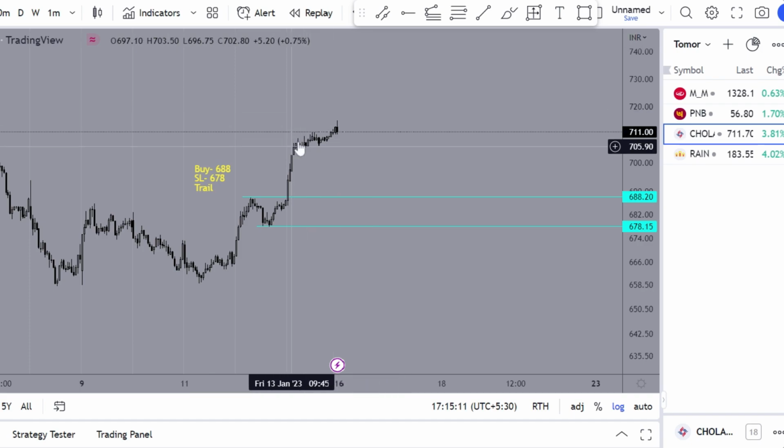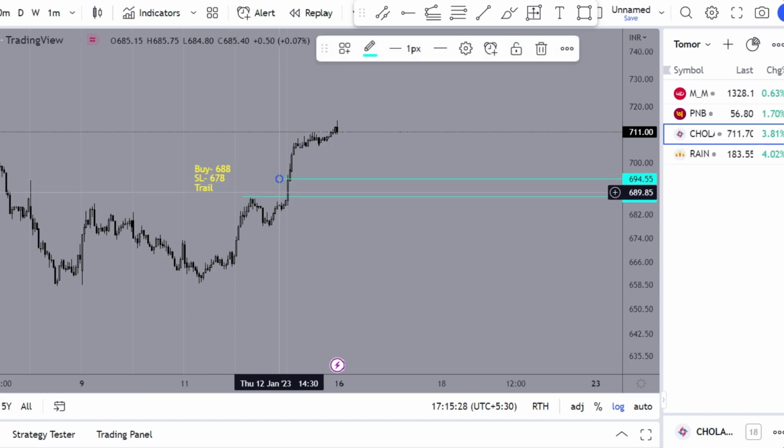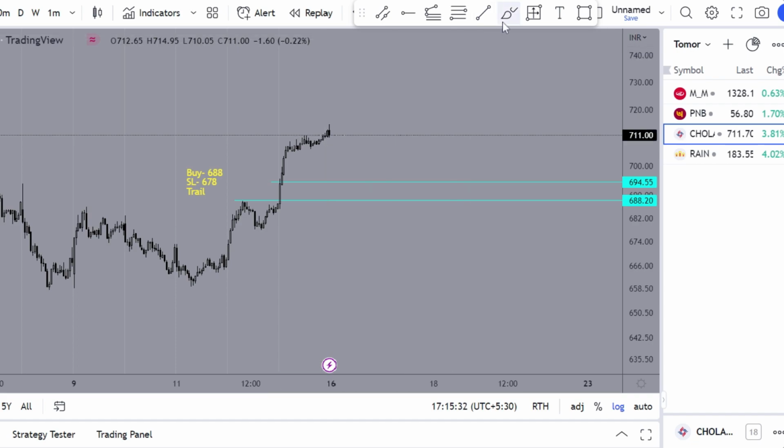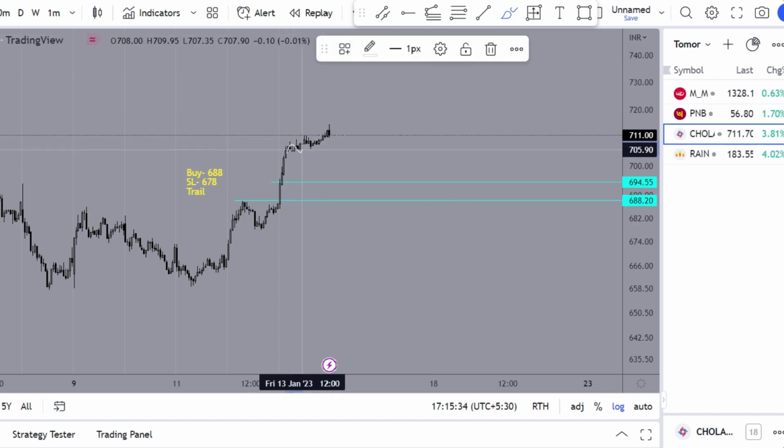For fresh positions, I don't see any pivot or swing getting formed here, so you should wait for that. In fact, if you have already got into the trade, I will be suggesting you move your stop loss somewhere around 695. In that way, you will be locking some profits and just trailing behind. Let it form something like this.